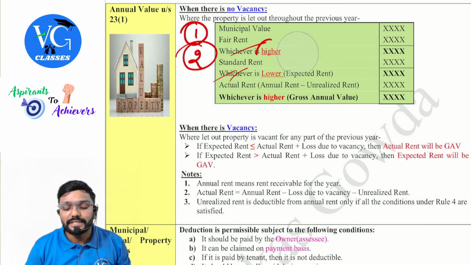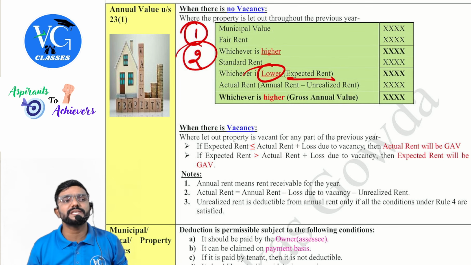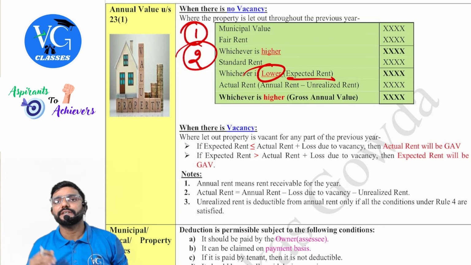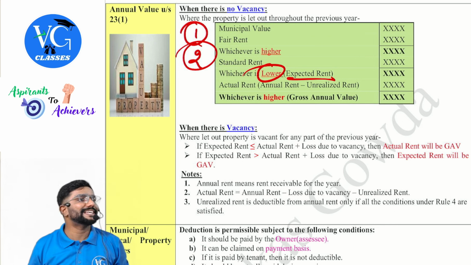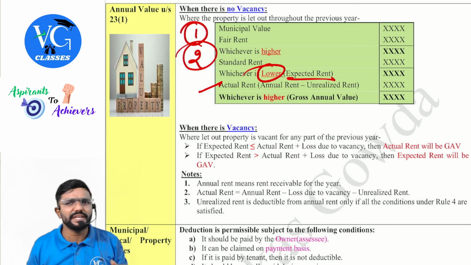We call this expected rent. Whichever is lower, we also call this expected rent. Compare that with actual rent. Take whichever is higher as gross annual value. Now, sir, how do we compute actual rent? Whatever rent the owner is earning.